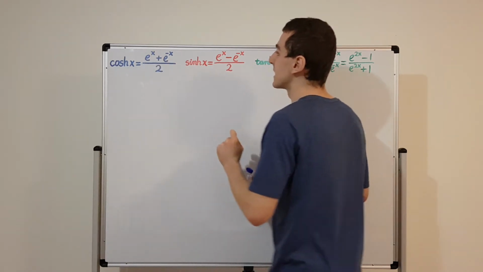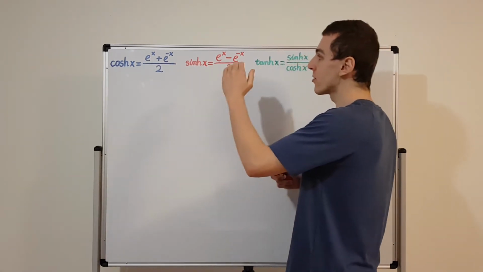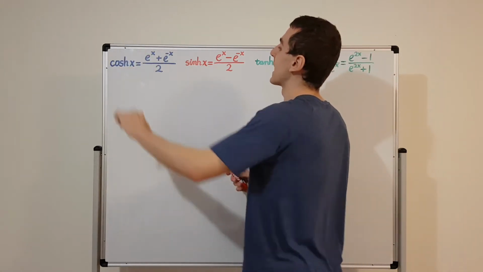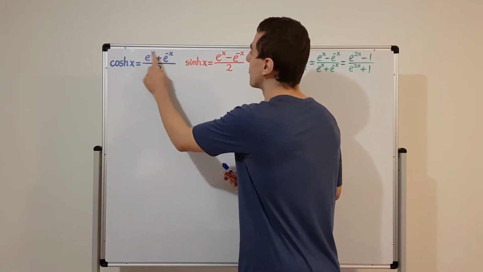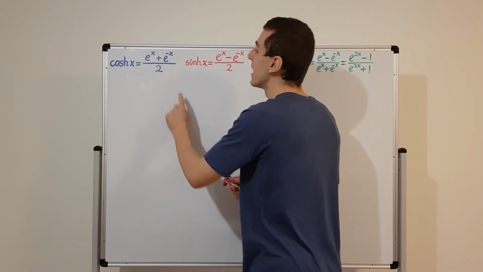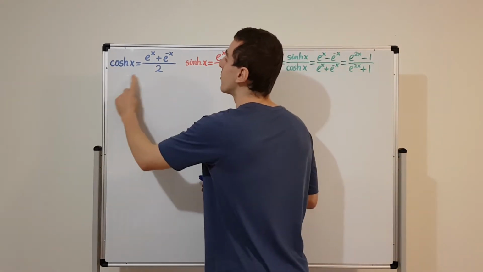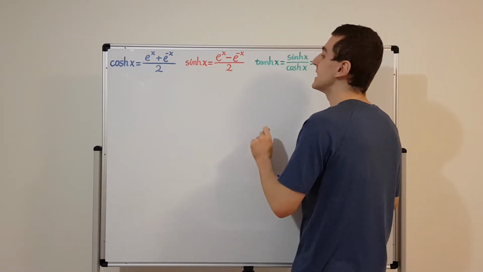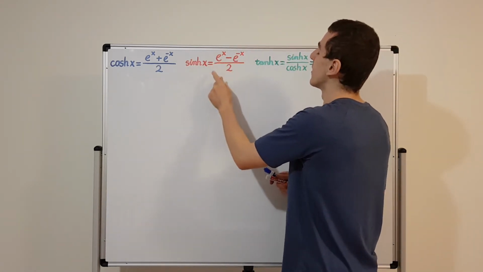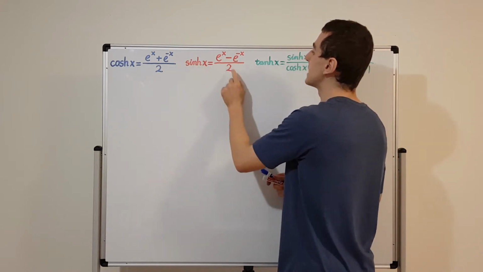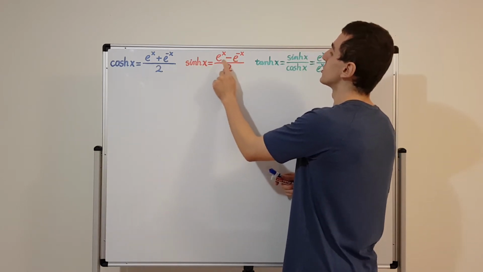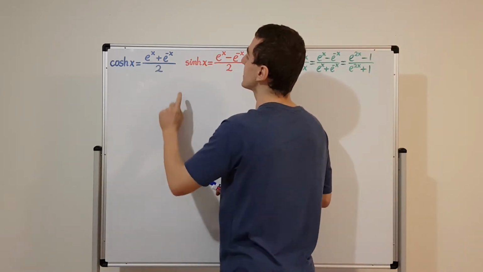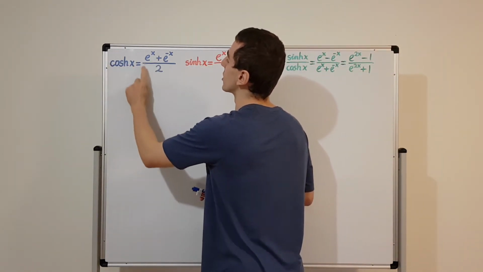E to the x can be used to describe exponential growth, and e to the minus x can be used to describe exponential decay. If we add these two functions together and divide by 2, that is, by definition, the hyperbolic version of cosine. The hyperbolic version of sine is given in a very similar way. The only difference between these two definitions is this minus sign over here. So the minus sign is associated with hyperbolic sine, and the plus sign is associated with the hyperbolic cosine.